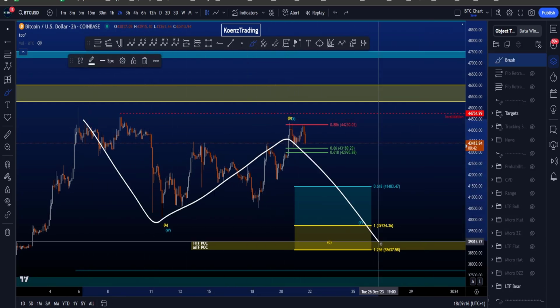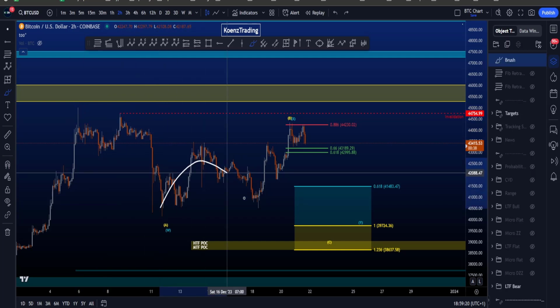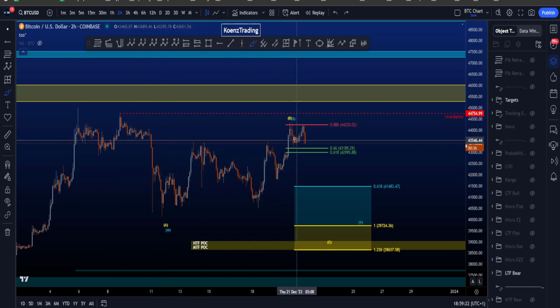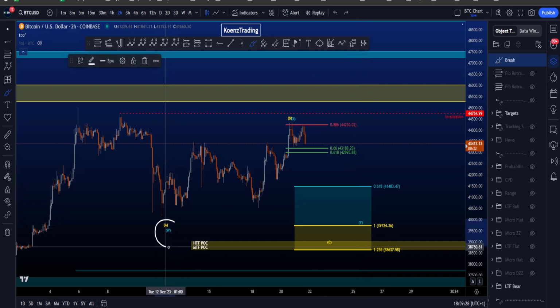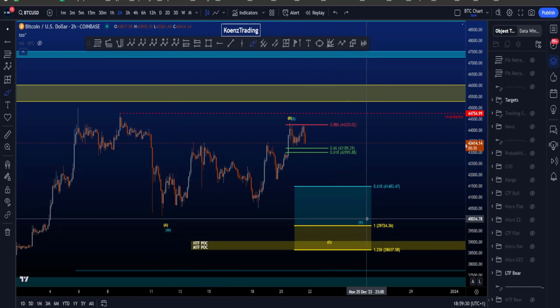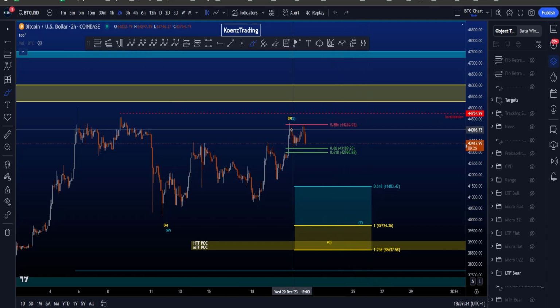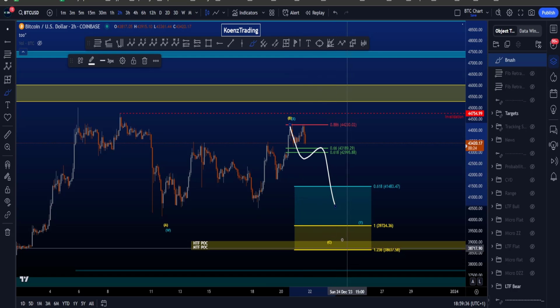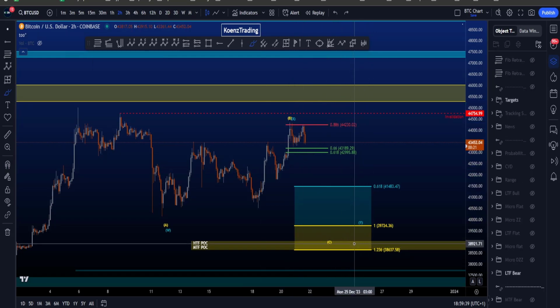In a WXY scenario, we're looking for a flat structure in wave W, double zigzag in wave X, and then we're looking for a wave Y to the downside. Because wave W is then labeled a flat, wave Y can be a flat, zigzag or a triangle. So we're going to either be looking for a bigger zigzag to the downside, a flat structure, or a triangle, and it is too early to call what we get at the moment.